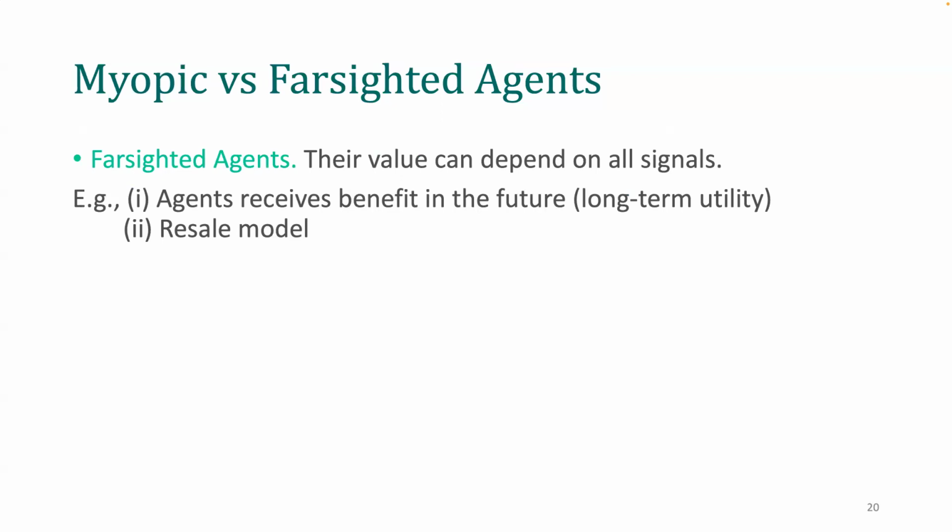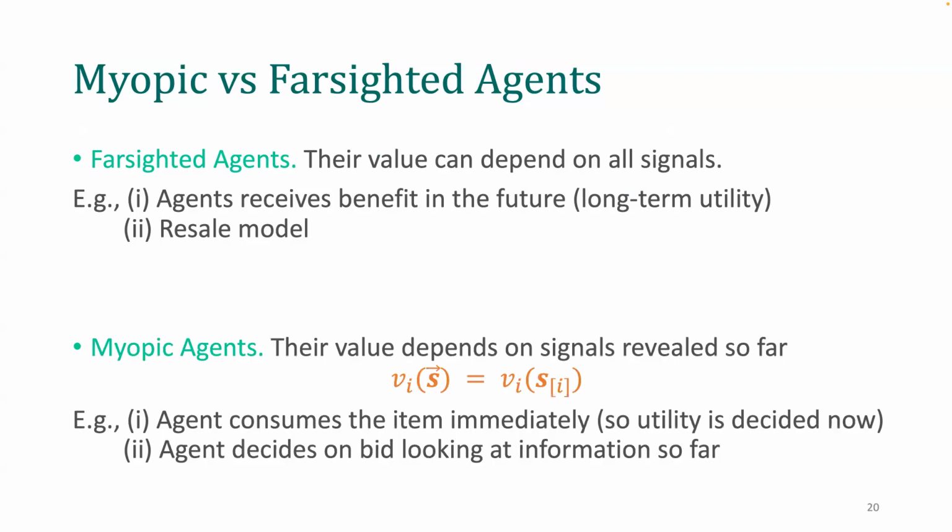But in many settings, you can think of the agents being myopic instead, right? Their value of the item can only depend on the information that they see so far. So we can define that their value is only a function of S1 through Si, because that's all the information they have. This makes sense when the agent gets the item, gets some utility, and it's done. It doesn't even make sense to think of hypothetical future agents. I got the item, I won the bid, nobody else is arriving after the game ends. So what does it even mean to think about my value given the future signals?